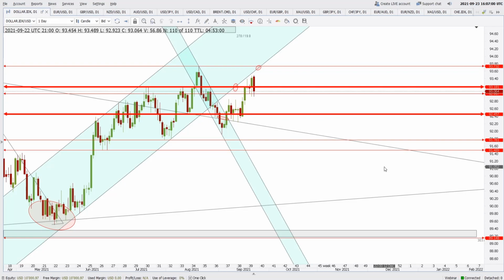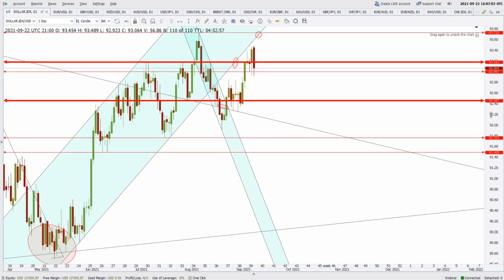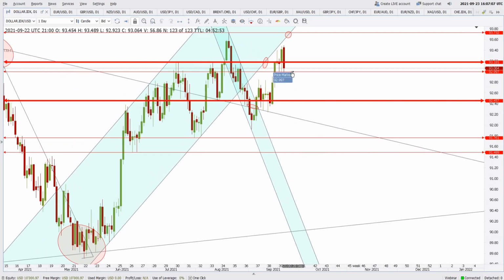So first, this is the daily chart of the US dollar index. Yesterday we were saying that if we give a close below 93.18, that will be bearish, but today we are seeing that the close is above 93.18 and still the price is bearish, and it is trying to give us a bearish close today above 92.99 support.